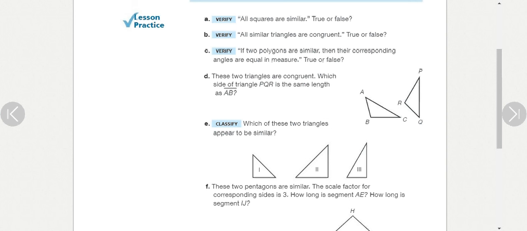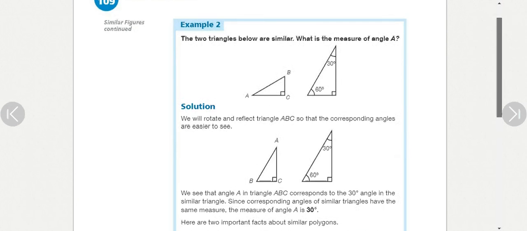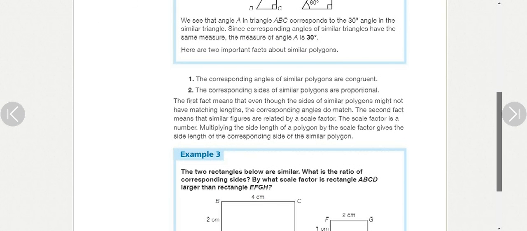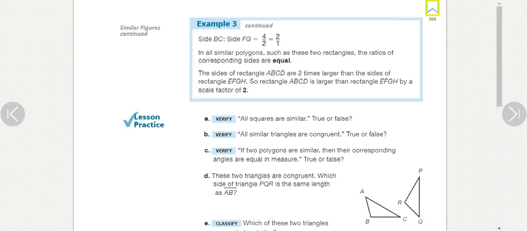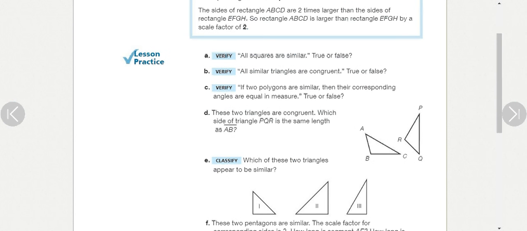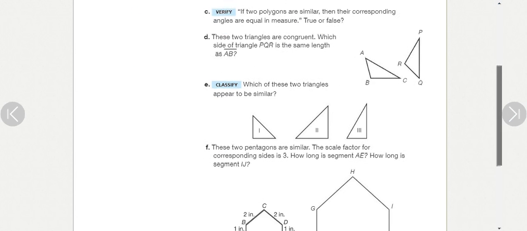Letter C, if two polygons are similar, so they might not have the same size, but they are the same shape, and there's a proportional relationship, then their corresponding angles are equal in measure. True or false? I believe that's true. I think we learned that earlier on this page, right here in the middle. Number 1, corresponding angles of similar polygons are congruent. If two polygons are similar, our corresponding angles are equal. Equal, congruent, kind of the same thing.